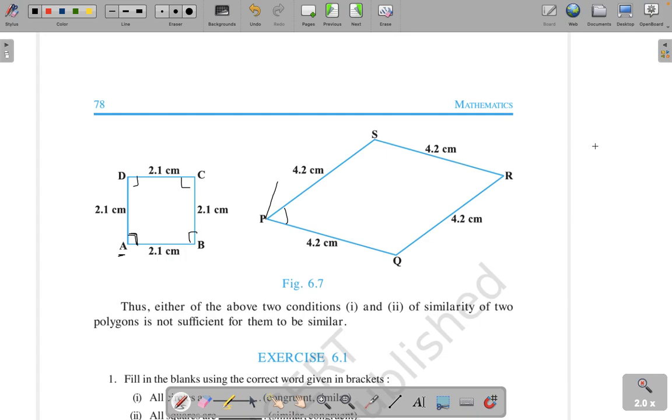So you can again write the same thing. Two polygons are said to be similar if one, the angles are equal, and two, the sides are proportional. Here you can see the angles are all equal to 90 degrees in the first figure. In the second figure, they are not equal to 90. So that is why the first criteria for similarity is not met, and these two figures are not similar.